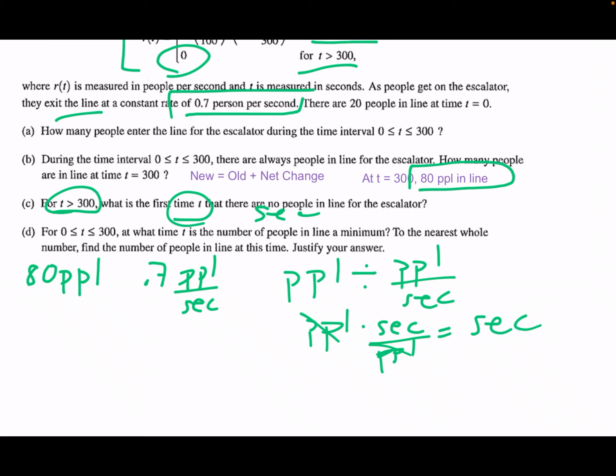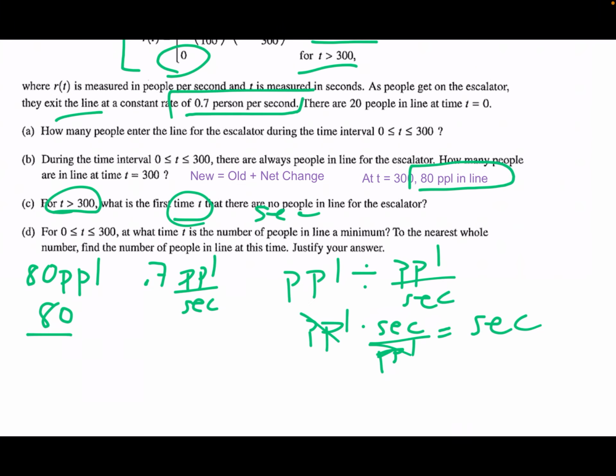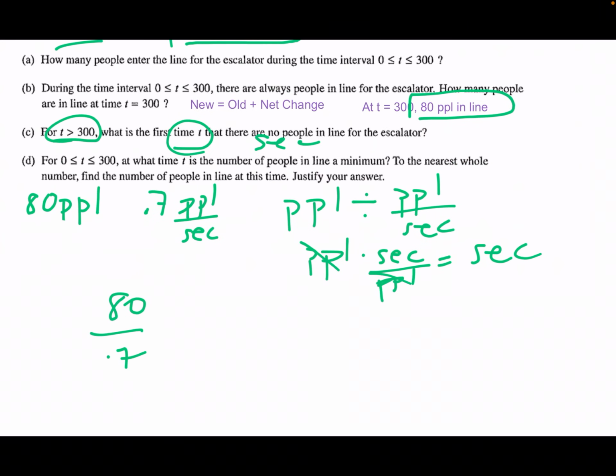So I'm going to do my 80 divided by my 0.7, and I'm going to get 114.285 or 286, depending on how you round it. But that's how many seconds it takes for the remaining 80 people to move onto the escalator and off the line. Okay, but it's asking what's the first time when t is greater than 300.